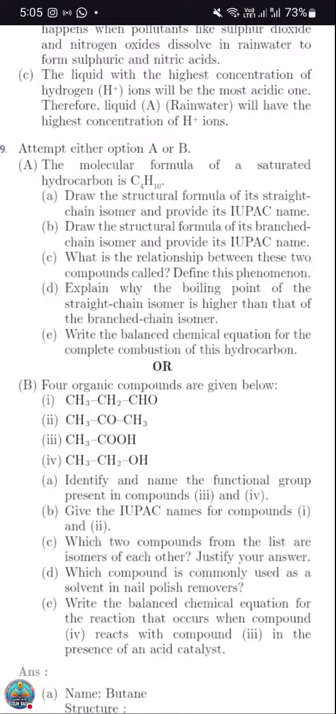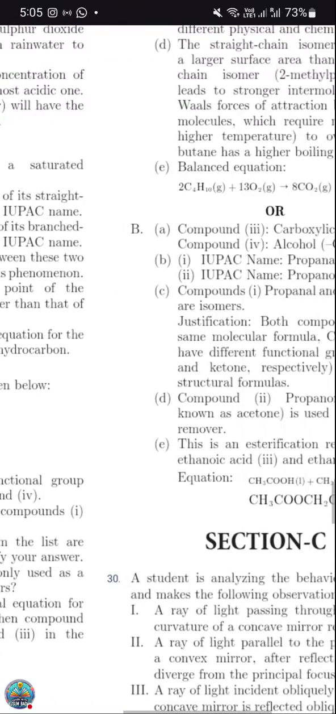Okay, next question is there. Draw a structural formula of the straight chain isomer and provide IUPAC name. For butane and pentane, you need to learn isomers. For butane, one is straight chain is given, so straight you need to write. Carbon can attach at the second carbon. At the second carbon will attach one carbon, so it will be a branched one. Draw the structural formula for the branched chain isomer and provide IUPAC name. So let's go through with the answer here. I'll be explaining by showing you the answer.